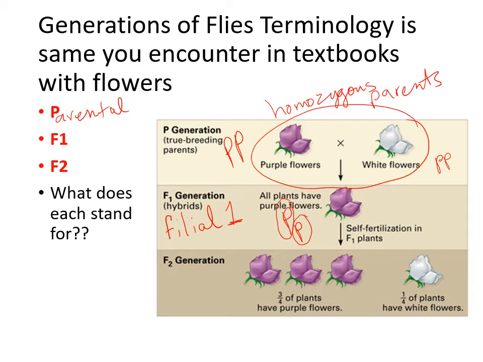And then you end up with the F2 generation standing for filial 2, which is the next set of offspring. And again, we're going to go over why you see 3/4 and 1/4 in a little bit. But for now, this slide is just to show you that P stands for parental. Then you have F1 and F2 generations.